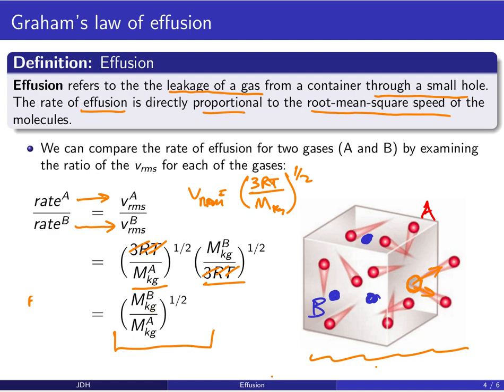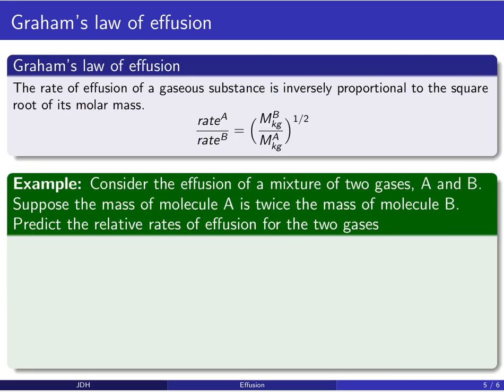But be careful here. Notice that up top we have rate of A and rate of B on the bottom, whereas on the right hand side, mass of B is up top and mass of A is on the bottom. And again, this is a manifestation of the inverse proportionality between the speed and the mass that we see in our original expression for v_rms. So what we've actually done here is derive so-called Graham's law of effusion. Graham's law of effusion is simply this expression from the previous slide. Let's see how we can use this.